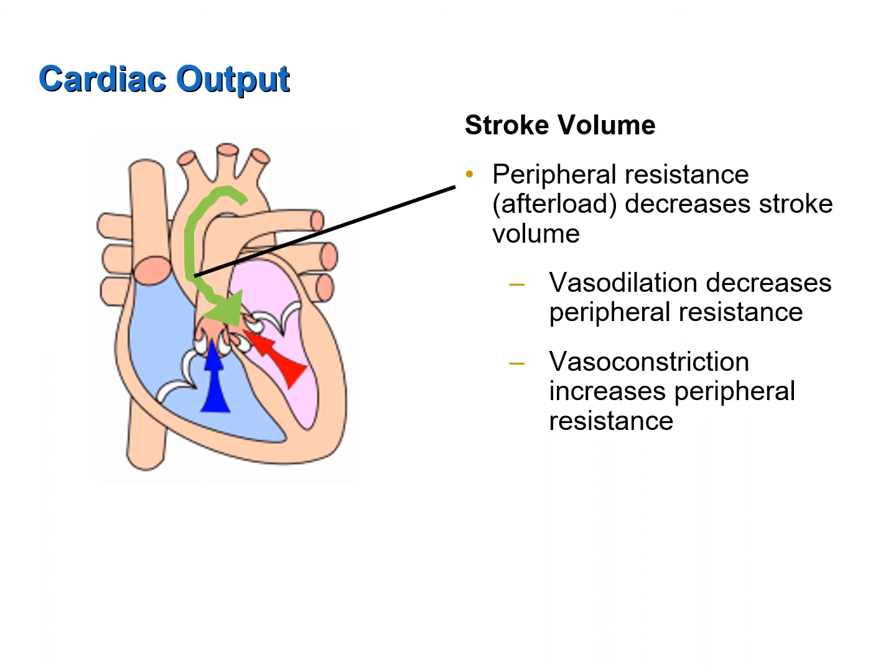The size of the blood vessel has the largest impact on peripheral resistance. As blood vessels dilate and the diameter of the blood vessel gets larger, that causes a decrease in peripheral resistance. As the blood vessel constricts, or vasoconstriction occurs, the diameter of the blood vessel gets smaller, and that increases peripheral resistance. So vasodilation decreases peripheral resistance and increases stroke volume. Vasoconstriction increases peripheral resistance and decreases stroke volume.